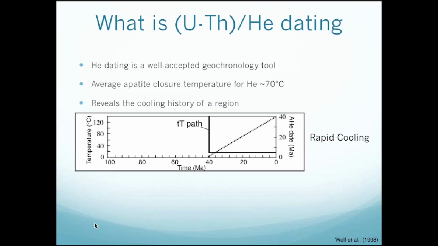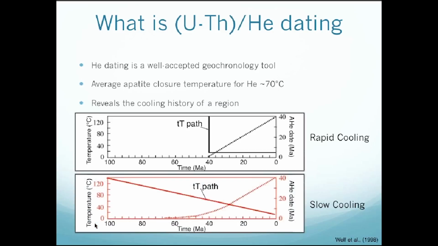So here's an example of a cooling pathway. If you focus on the bold line labeled TT path for time-temperature, you'll see that this apatite cooled very rapidly and then stayed stable for about 40 million years. This is usually the result of some tectonic process, such as a region thrusting upward and the apatite cooling very fast. In contrast, we have slow monotonic cooling. So here, the bold TT path is a steady line, and it's generally indicative of just natural erosion of the surface and slow exhumation of the apatites beneath.